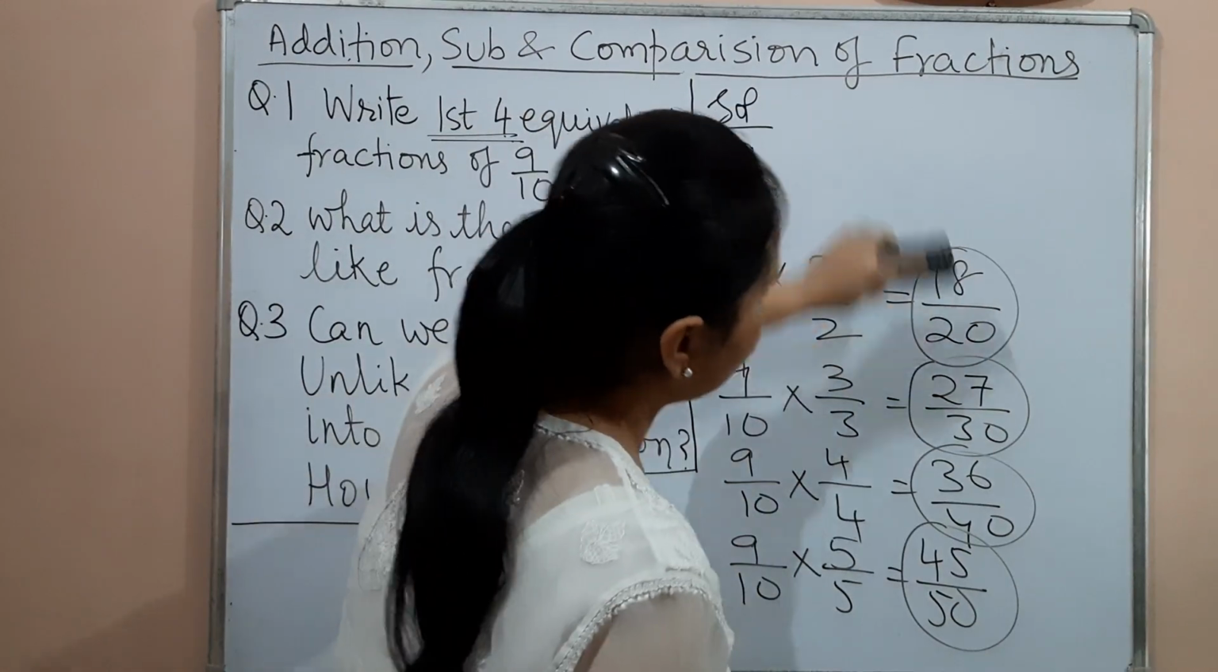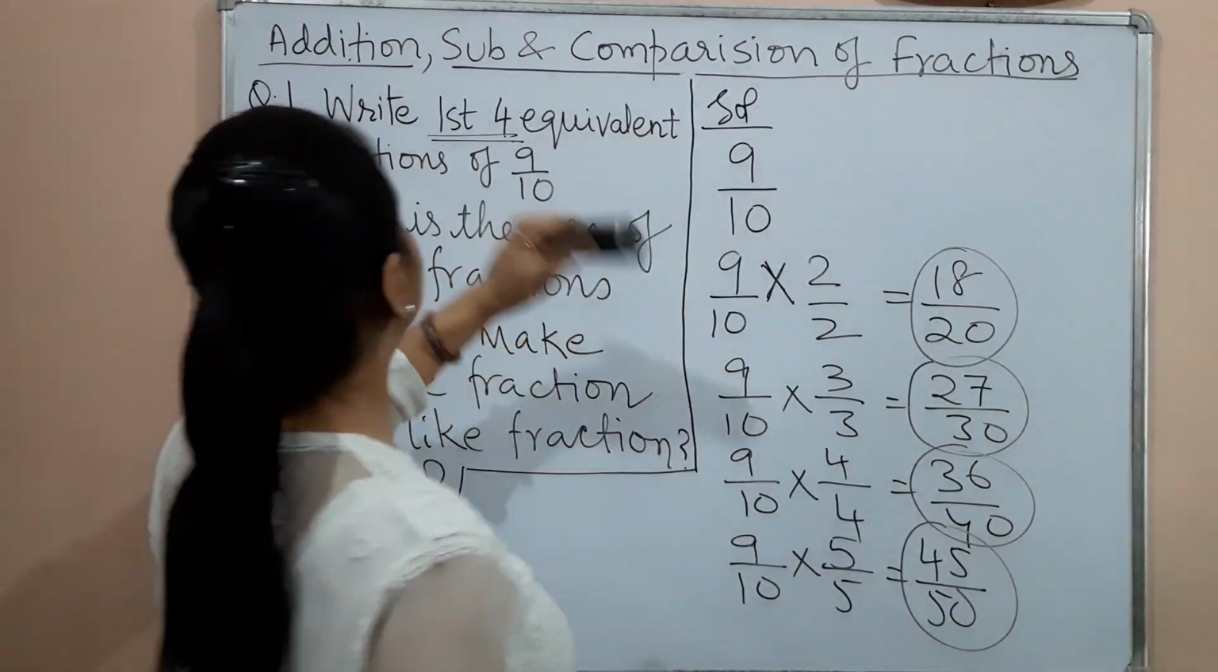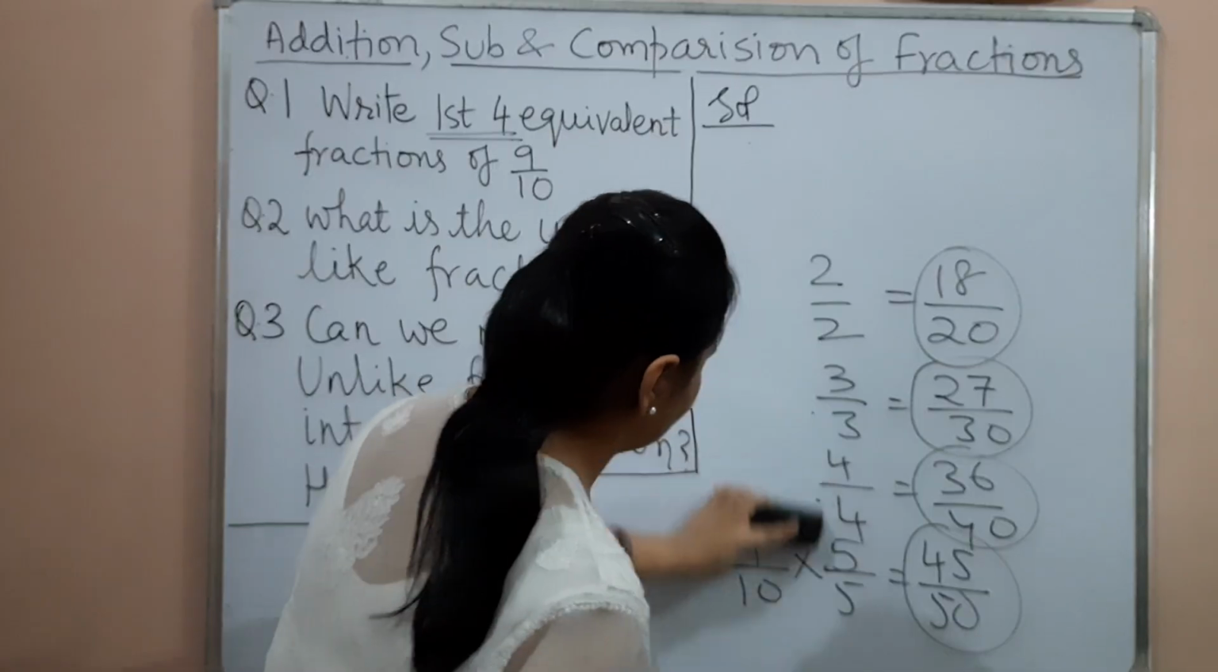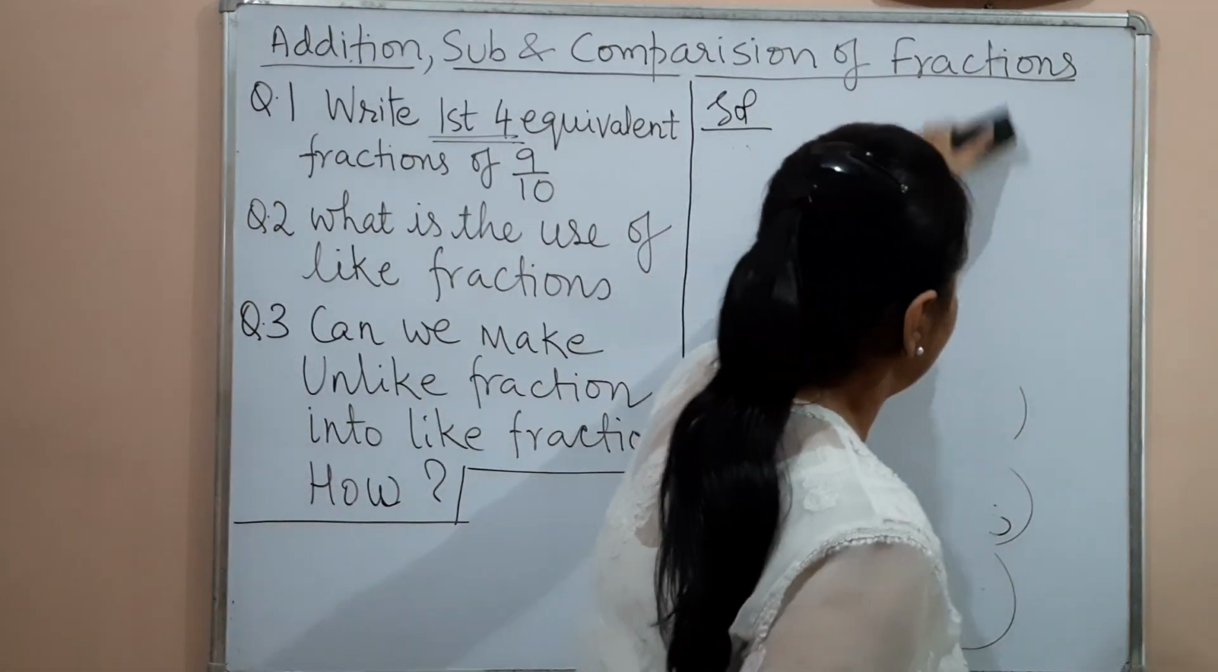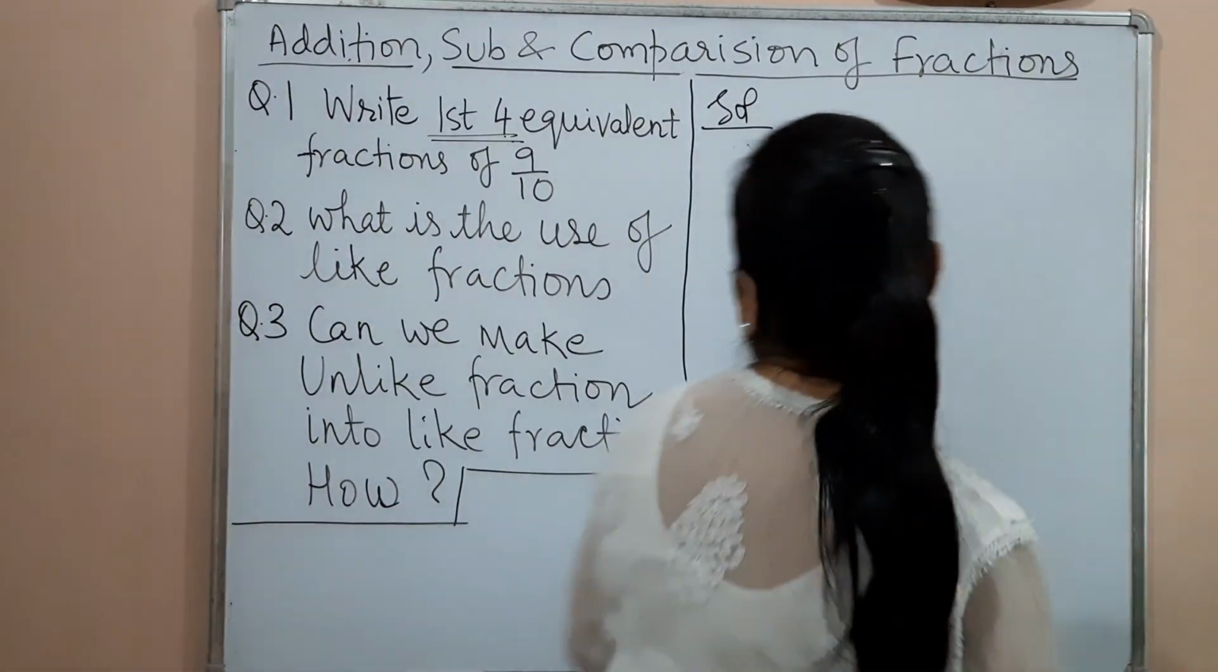Now, so these are 4 numbers which are equivalent to 9 by 10. This is your answer statement which you must write. So we have understood what is an equivalent fraction.